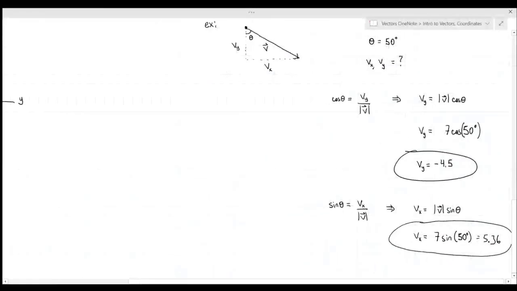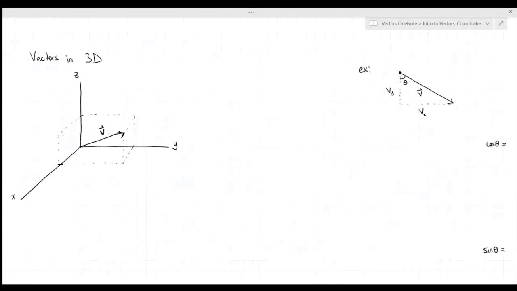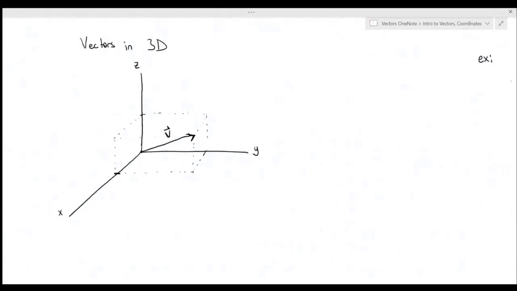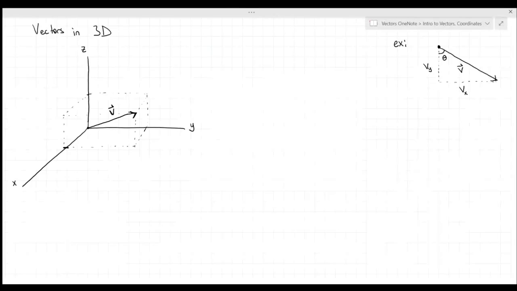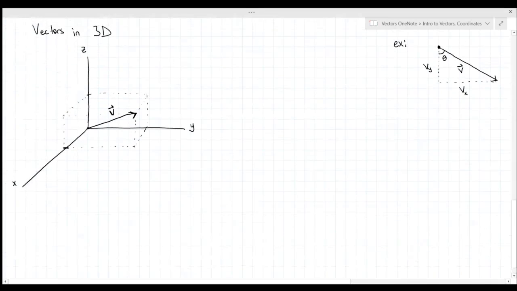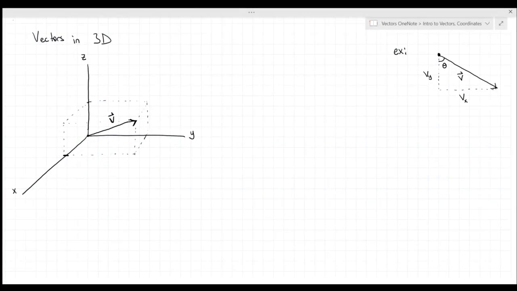All right. So then I just want to quickly touch on vectors in 3 dimensions. I'm not going to spend too much time on this because I'll be focusing most of my attention on 2 dimensions. That's where almost all of your physics problems are going to be, in either 1 or 2 dimensions. But just to give you guys some idea of how it works, you would choose 3 mutually perpendicular directions to be like a positive x, positive y, and positive z direction.